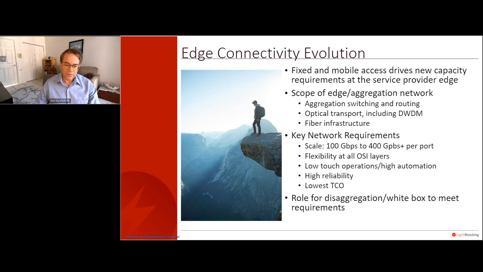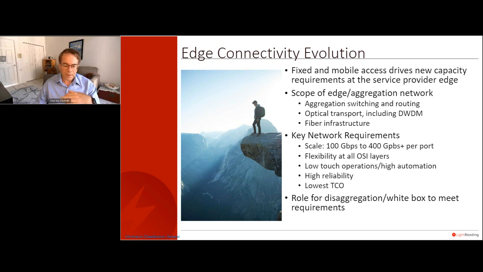Network requirements, and this is a sampling from heavy reading, research, and discussions. What are the key requirements for this portion of the network? Of course, scale. We're looking at 100 gigabits per second, scaling up to 400 gigabits per second, possibly higher. We can talk about that through today's webinar. But certainly as the access bandwidth goes up, the aggregation and edge need to go up as well. In addition to capacity, there's a lot of focus on flexibility as well as automation, and those two can be intertwined as trends.